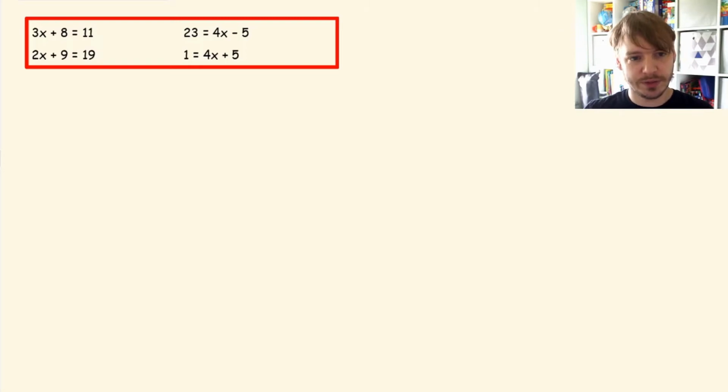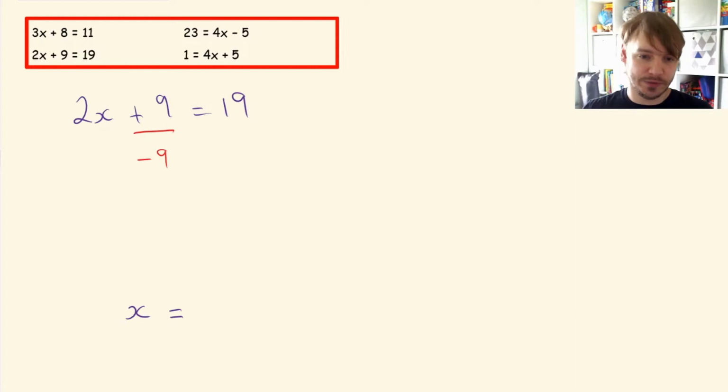If I start with, say, 2x plus 9 equals 19. Remember that the goal of solving an equation is to end up with x equals some number. So our aim at each step is to get less stuff here with the x. The first thing I'll do is get rid of that 9 by subtracting it. If I subtract from the left, I also have to subtract from the right-hand side. That leaves us with just 2x here, and then 19 subtract 9 is 10.